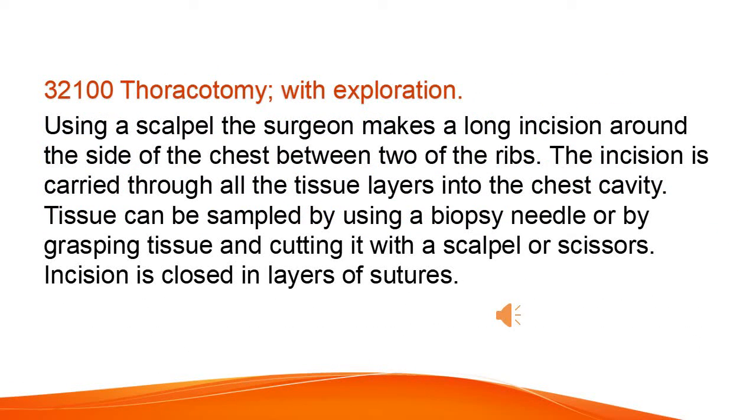Thoracotomy, with exploration. Using a scalpel, the surgeon makes a long incision around the side of the chest between two of the ribs. The incision is carried through all the tissue layers into the chest cavity. Tissue can be sampled by using a biopsy needle or by grasping tissue and cutting it with a scalpel or scissors. Incision is closed in layers of sutures.